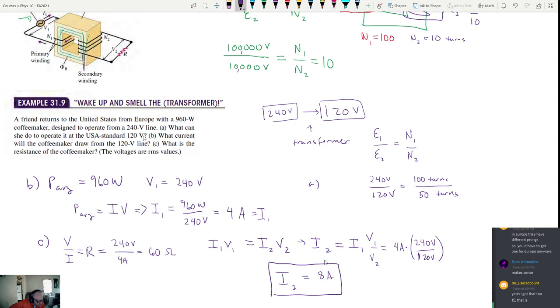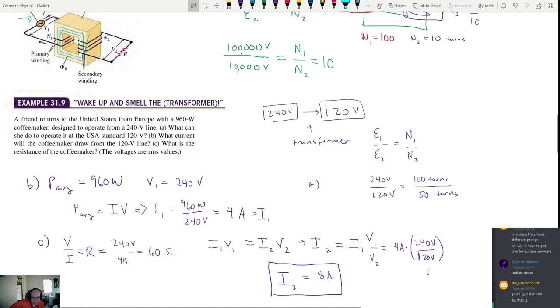We got everything else right. It says I1 is 8 amps. That's what we got right. And then the secondary current is 4 amps. Oh, there's an equation I didn't give you. This is the right answer. It says you can get the same thing by taking V2, which was 120, and doing power as V squared over R.